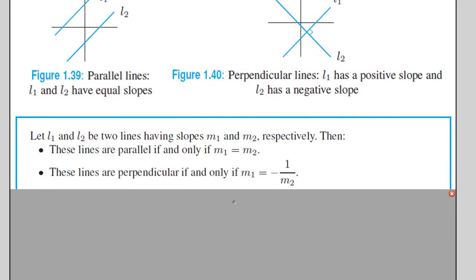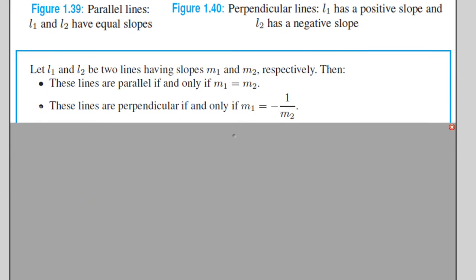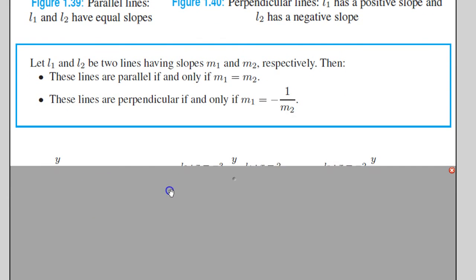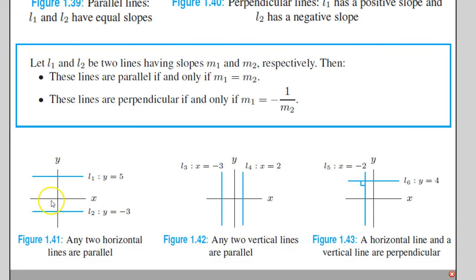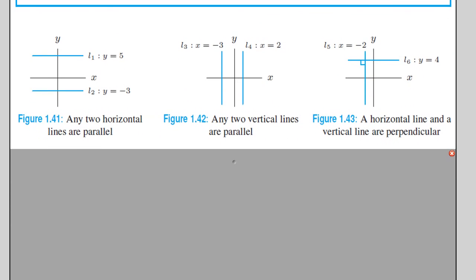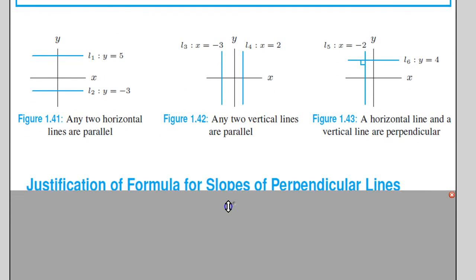Okay. Now, if the lines intersect, that means that their slopes are not the same, but that doesn't necessarily mean that they are perpendicular. So lines that intersect have different slopes, but that doesn't necessarily mean they're perpendicular. And here are examples of such special types of vertical and horizontal lines that are parallel and, of course, perpendicular.